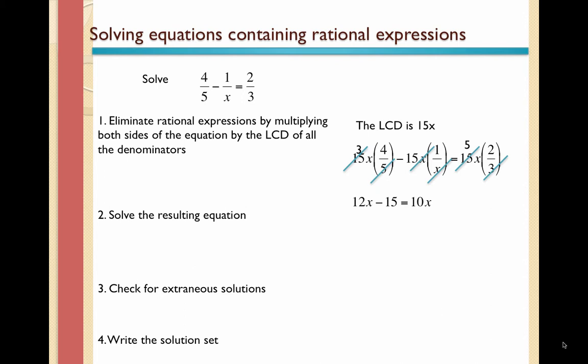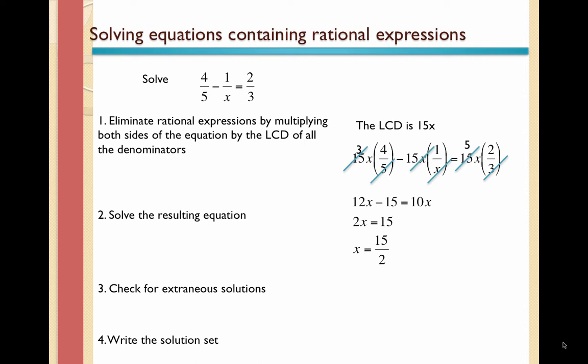Now, if you picked a common denominator that was incorrect, then you won't be able to make your fractions disappear. So if at this stage you still have fractions, then you know that you picked the wrong common denominator. You picked something which was in fact not a common denominator. All right. So then quickly you can just solve this. This is a linear equation. Solve it as you normally would. We get our solution, x is equal to 15/2.